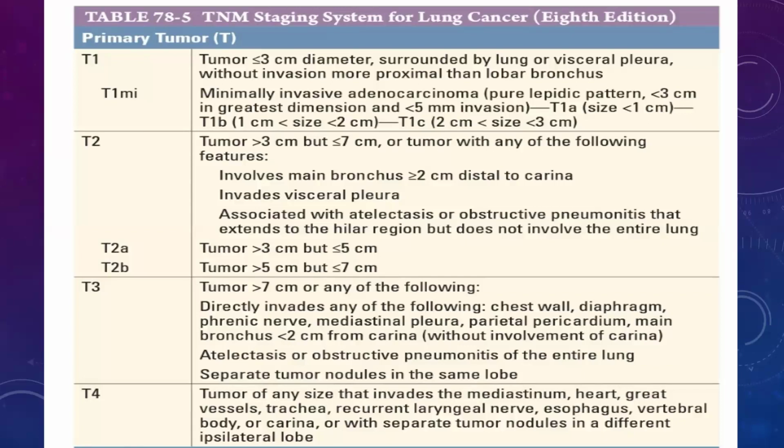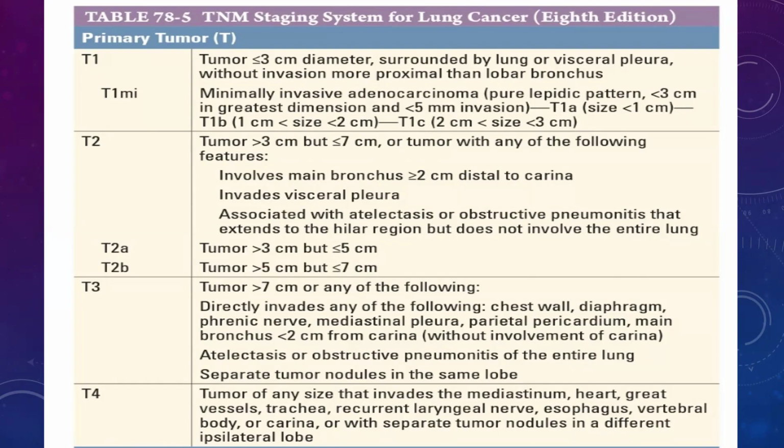Okay, so here we have your TNM staging. So very important for your lung cancer is to stage the patient. So the first thing you look at is the primary tumor, the tumor itself. So the stages are as follows. Your T1 is a tumor that is less than 3 centimeters in diameter, surrounded by lung or visceral pleura without invasion more proximal than your lobar bronchus.